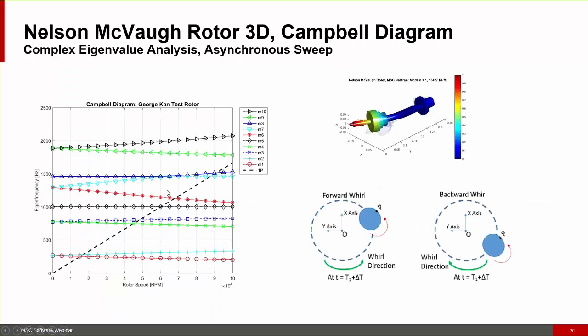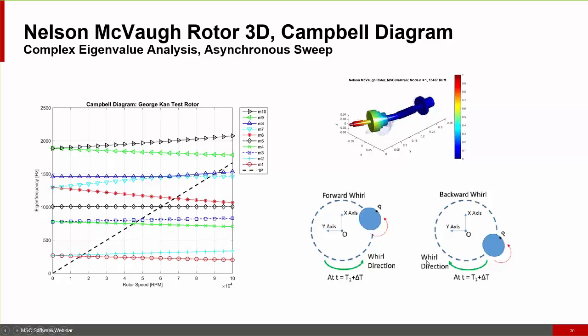So when you solve this model and you see the behavior of the whirl frequency with respect to rotor speed, what we found in this particular model is that the backward whirl mode actually decreases. The eigenfrequency of the backward whirl mode decreases as rotor speed increases, and the forward whirl increases.